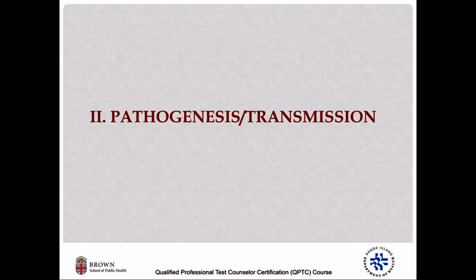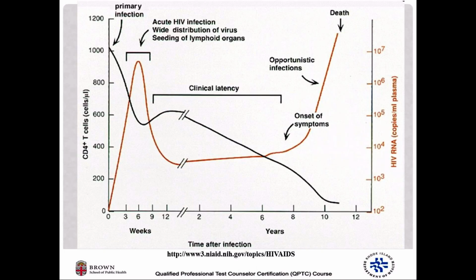Pathogenesis and transmission of HIV. This is the natural history and typical course of HIV. In general, it takes an average of 6 to 8 years when someone is first infected with HIV before they progress to AIDS. During this time, they may have absolutely no symptoms. This is one of the huge difficulties in addressing the HIV epidemic, because when people are first infected, they may have no symptoms for years and years and may be transmitting HIV unknowingly to others during that time.